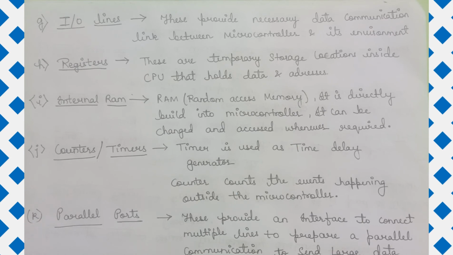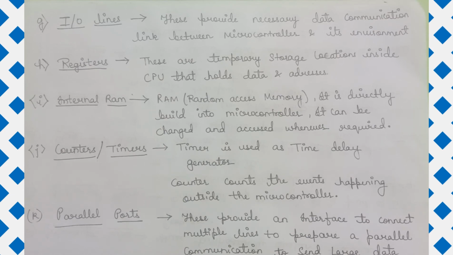Next, registers. These are temporary storage locations inside the CPU that hold data and addresses. Next is internal RAM. RAM is random access memory. It is directly built into microcontroller and it can be used to change the data and access the data whenever we require. Next is timers and counters.